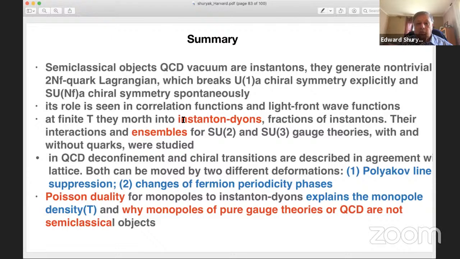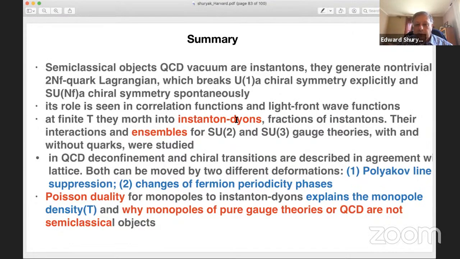The density of these instantons or its constituents grows, and there are phase transitions. So one transition is to the confined phase, and the other one, which has an order parameter, the chiral condensate, is a chiral transition. So there are these objects called instanton-dyons and instanton-monopoles. These objects are self-dual, a fraction of the instanton, but somehow they have more quantum numbers than the instanton itself.